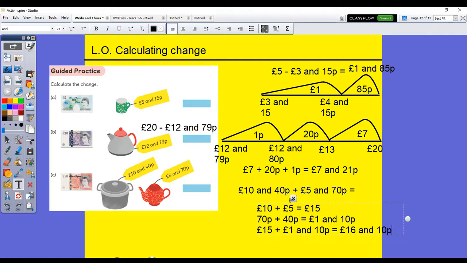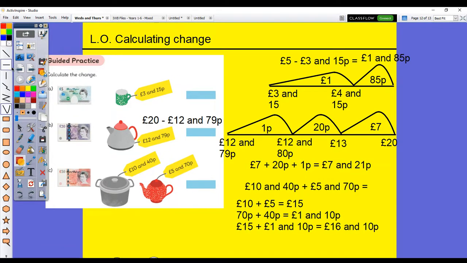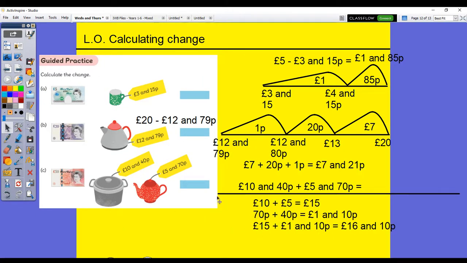Okay, so that's the first part of our calculation. We now need to do the second part. We need to find out how much change we're going to get from spending £16 10p from £50. Okay, so I'm going to get another number line. And let's move this down here if it lets me. We'll have a nice big space down here.